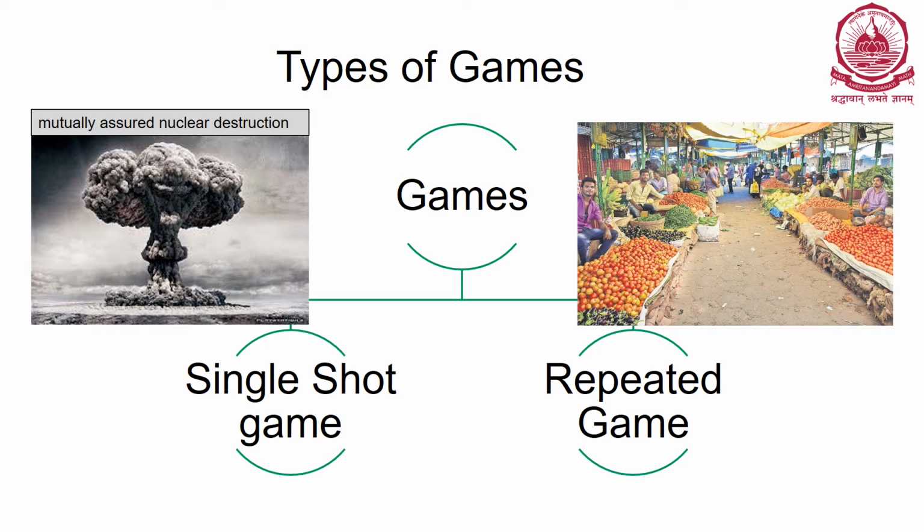Single shot game. I couldn't figure out any practical example of single shot games. I thought representatively I will show a nuclear destruction. Probably if that happens once, nothing will happen anymore. Whereas a repeated game is like, see this vegetable market, every day or every hour is repeated over and over, where the strategy of today, how you sold a particular vegetable, what is the availability of the vegetable, changes the strategies in the next round of selling, maybe the next day, tomorrow. So a game played again and again is a repeated game.